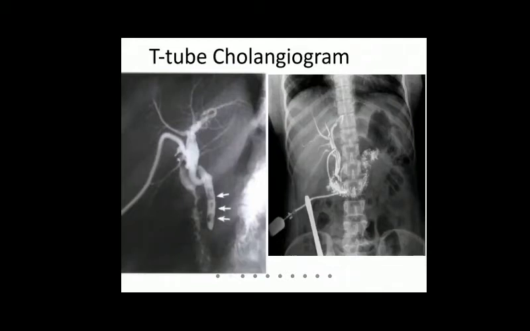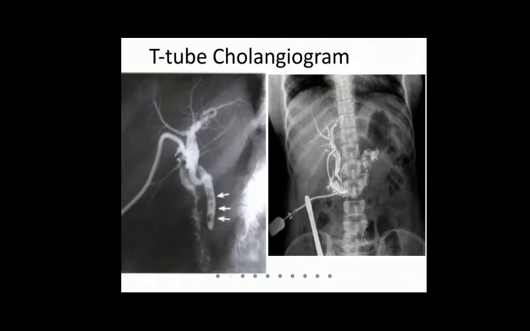Very good, yes. So if stone develops 2 years after surgery, that is called recurrent stone. If stone develops within 2 years, it is called residual or retained stone. Okay, good. And on the right side, it is a normal T-tube cholangiogram. Dye is easily passed through the duodenum and proximal small bowel. So on the right side is normal T-tube cholangiogram.